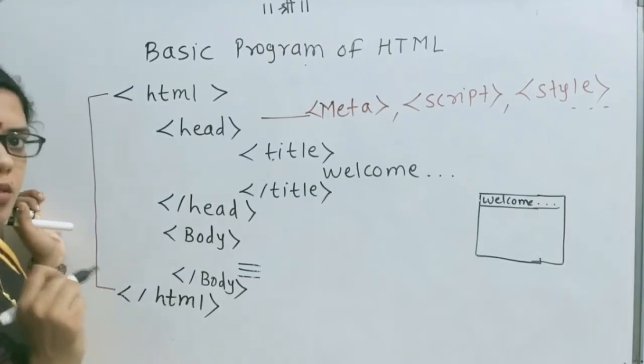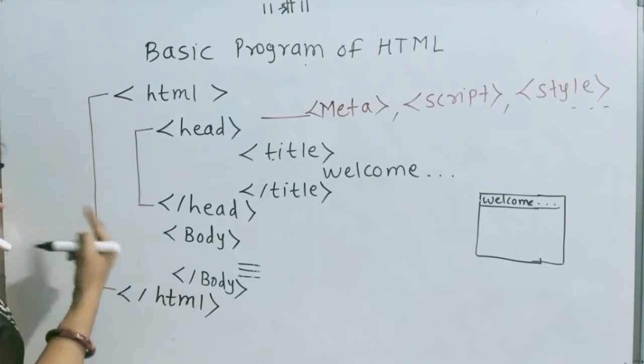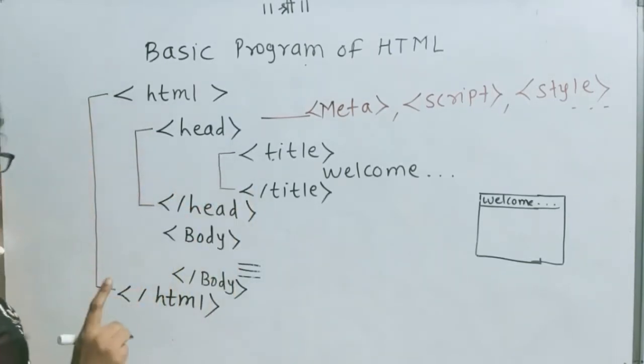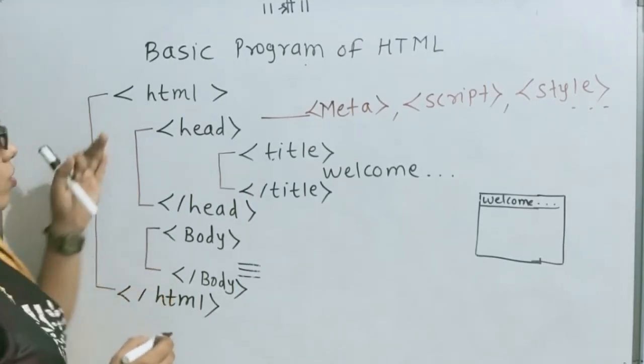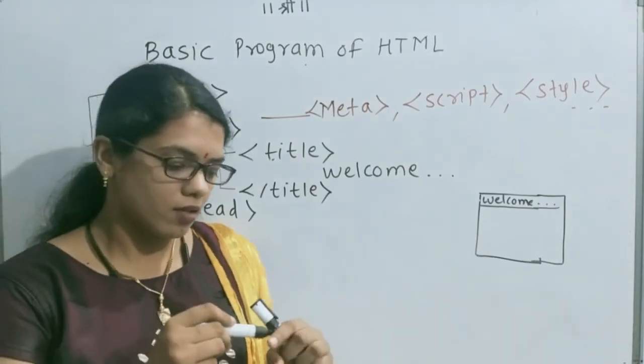Tags come in pairs. Second, head open, head close. The head tag is present in pair. Same, title is open, title is closed. Body is open, body is closed. So currently all tags are present in pair.